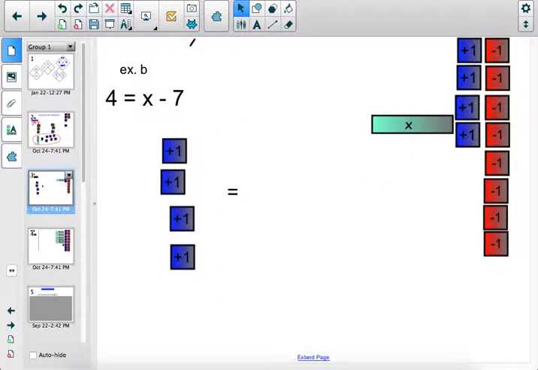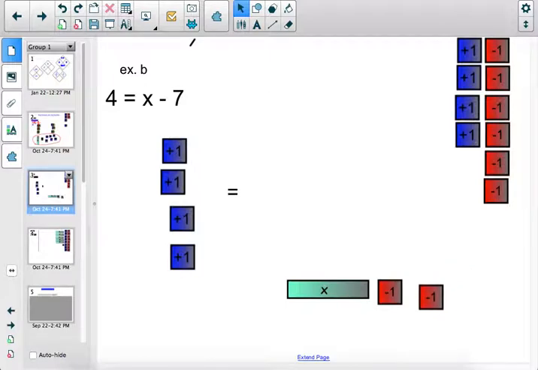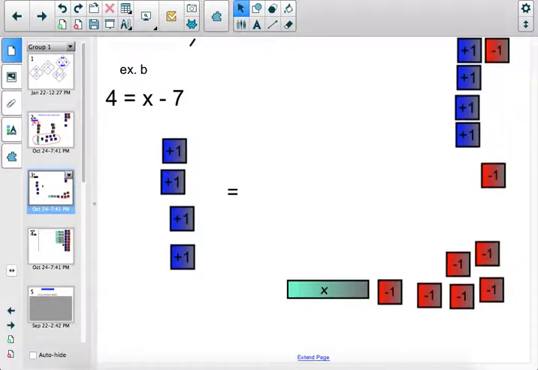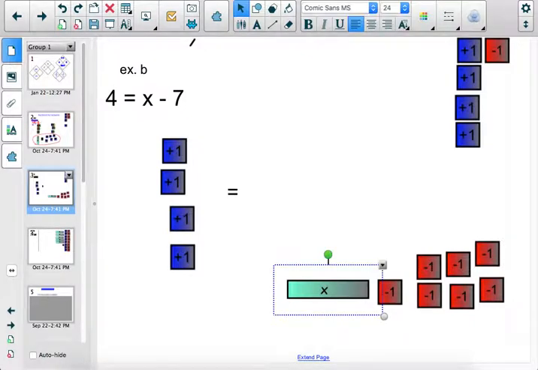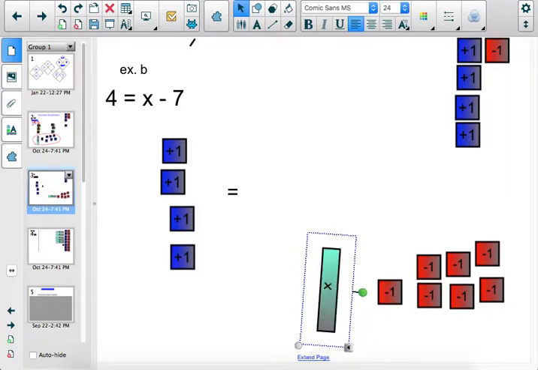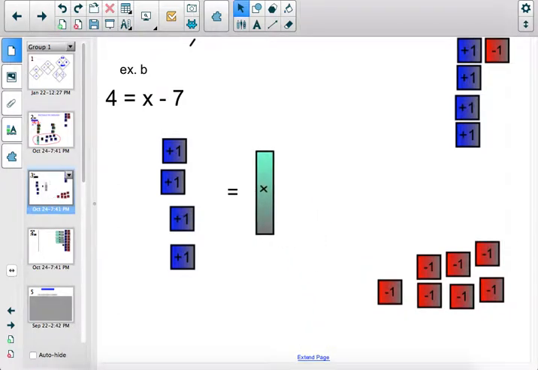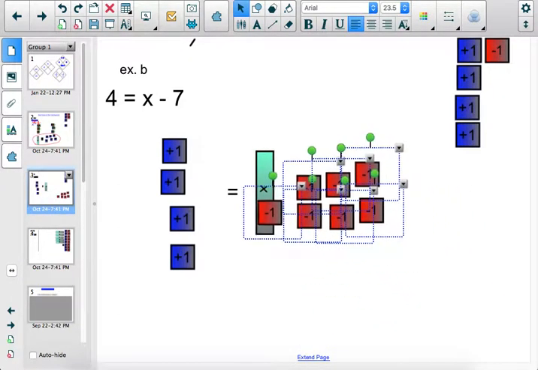But wait, there's more. Now, on the right side, I want you to set up what x minus 7 might look like. Here's an x. 1, 2, 3, 4, 5, 6, 7. Good job, Alex. Alright, so if you guys ever touch this right here it can spin. So if you want to make it smaller, then I think we can move all these.